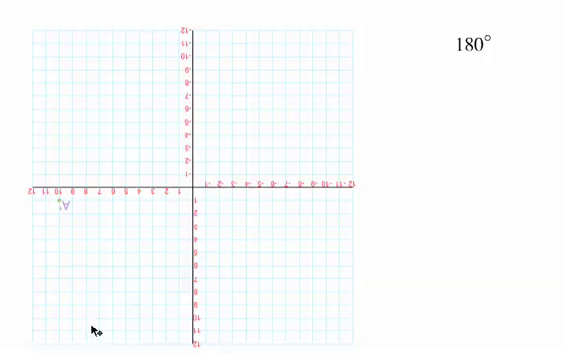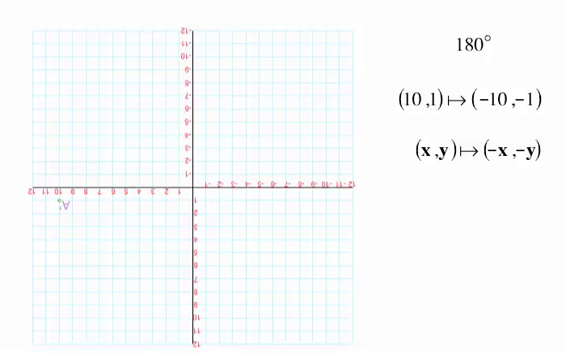Let's see what happened to our values. So your 10, 1 became, in this case, negative 10, negative 1. So in a 180 degree rotation, the x's and y's have only switched signs. They haven't changed places at all. So x becomes the opposite of x and y becomes the opposite of y. And that's a 180 degree rotation.